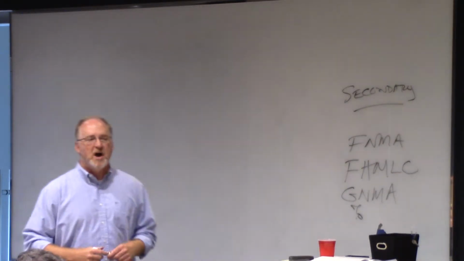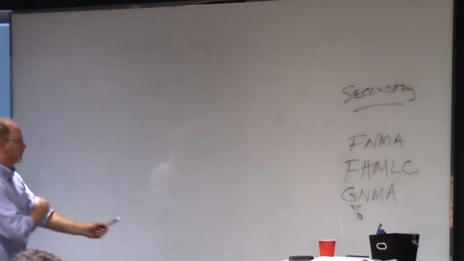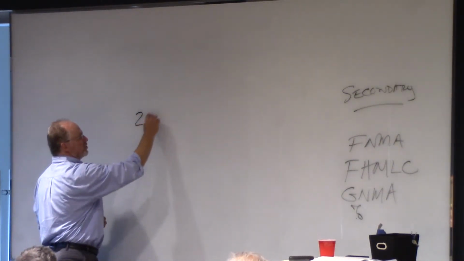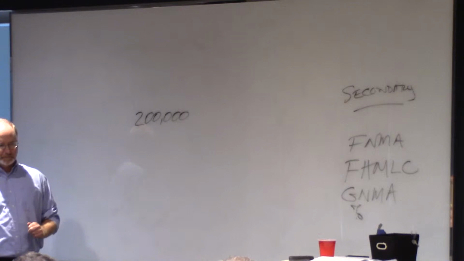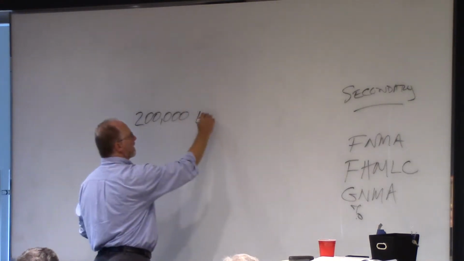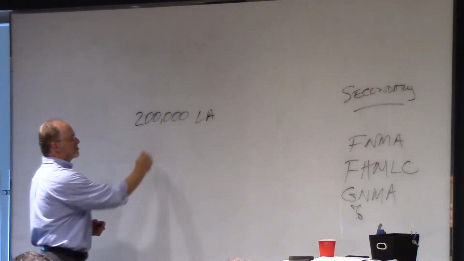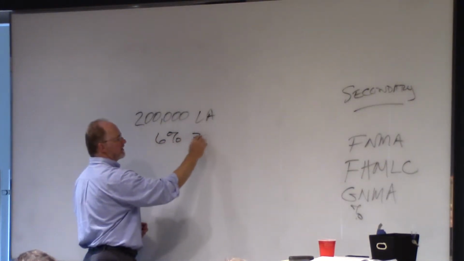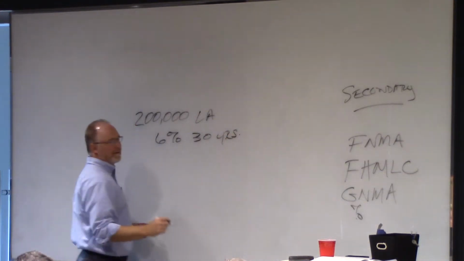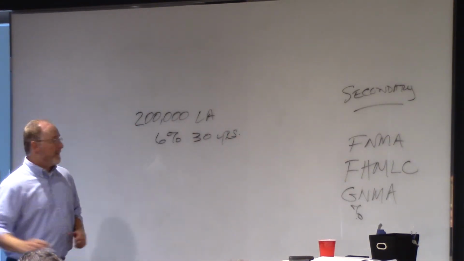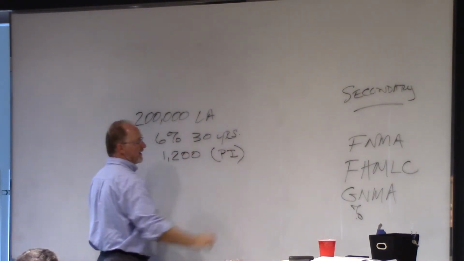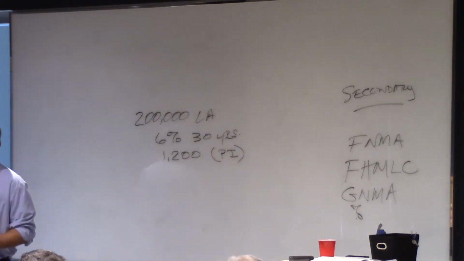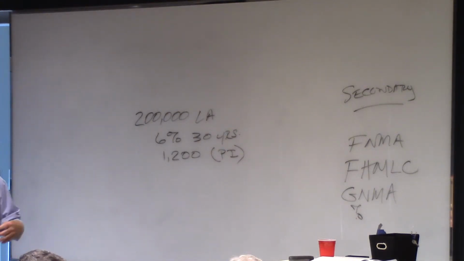Let me give you an example of an interest over the life of a loan problem. Let's say your loan amount is $200,000. Your interest is 6%, 30 years. Your monthly P&I payment is $1,200. I use these numbers just because they're simple. They happen to be pretty close to true, but they're very simple.